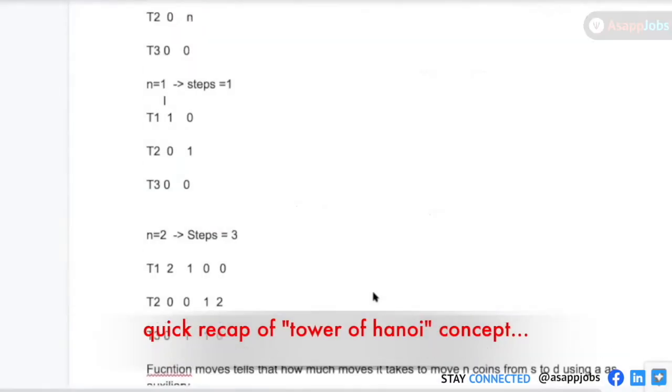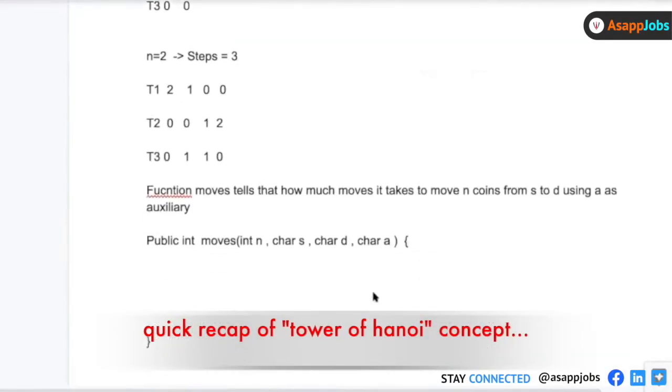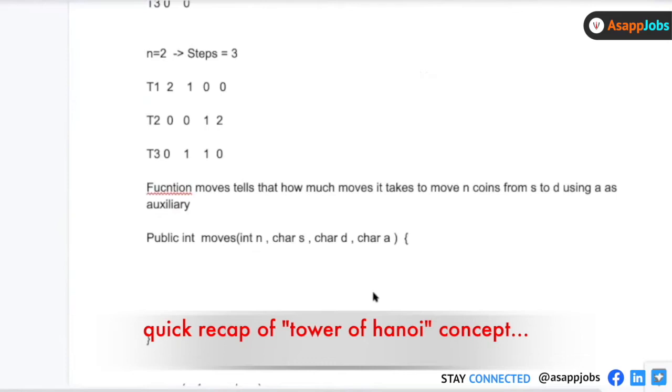I'll start from the beginning itself, right? Okay, the key to solving any good recursive problem is that you should be very clear about the method definition, right? Whatever method that you write, you should understand what it does, right? So here we have tried to write a function called moves, okay?